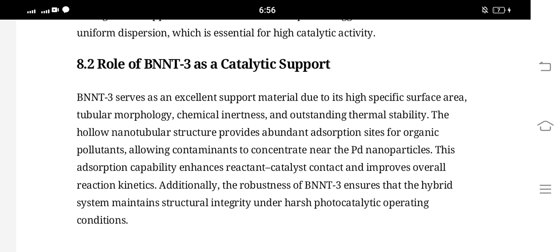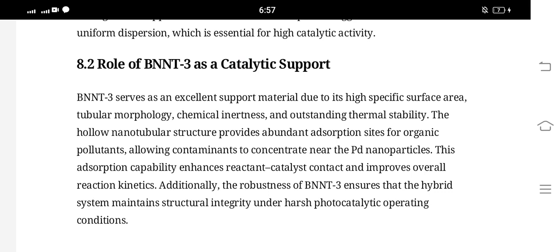Boron nitride nanotube 3 system serves as an ideal catalytic support due to its high surface area, tubular morphology, chemical inertness, and excellent thermal stability. The hollow nanotubular structure provides abundant adsorption sites for organic pollutants, allowing contaminants to accumulate near the palladium active sites. This adsorption capability enhances the reactant-catalyst interaction, leading to improved reaction kinetics and high catalytic efficiency.